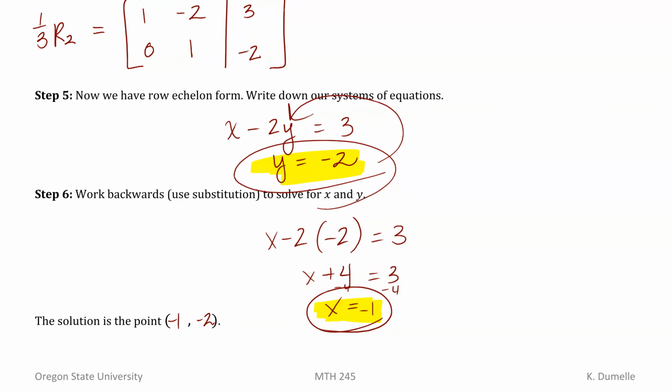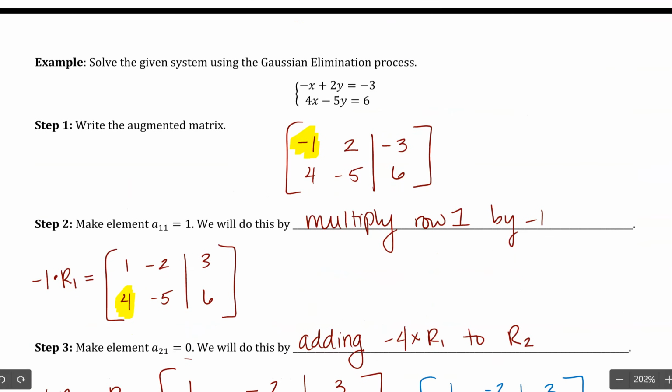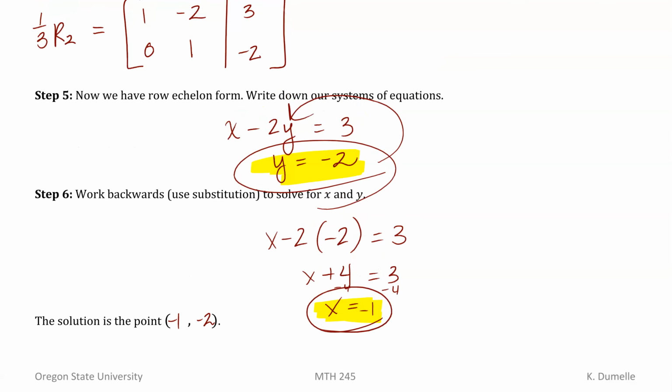I always recommend checking your solutions. So we could take these values, -1 and -2, and plug them back in for x and y in our original equations. That's solving a system using Gaussian elimination and row operations. Hope that was helpful.